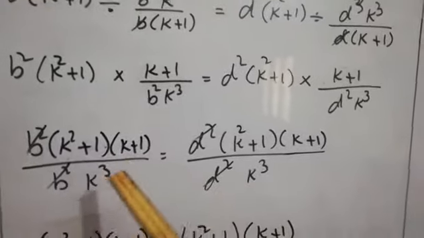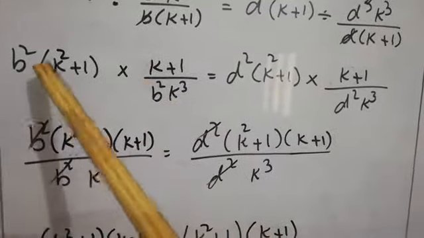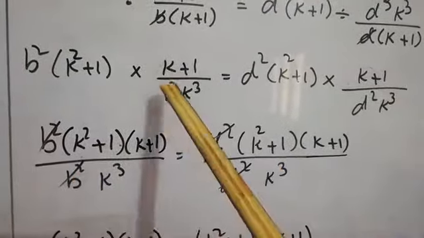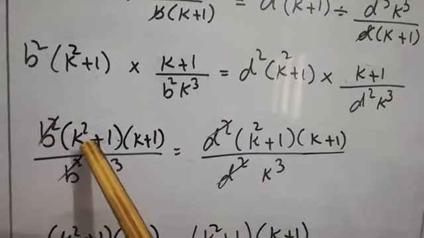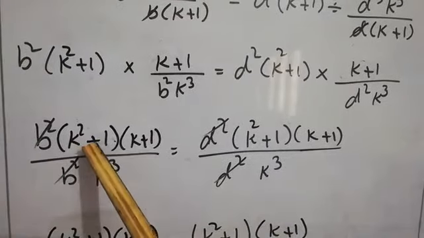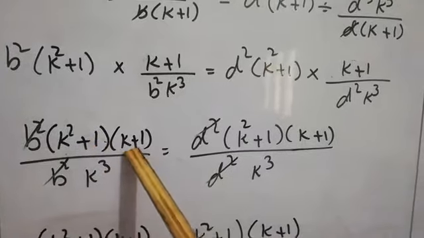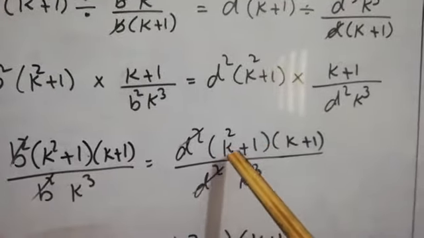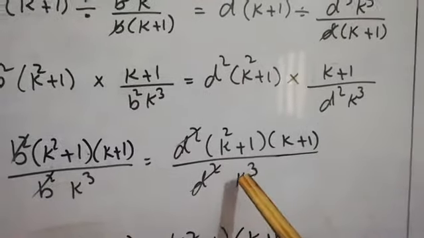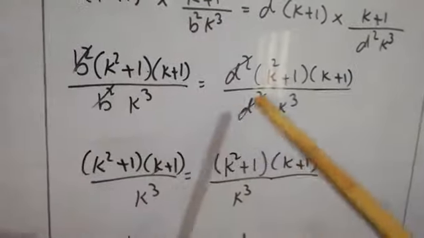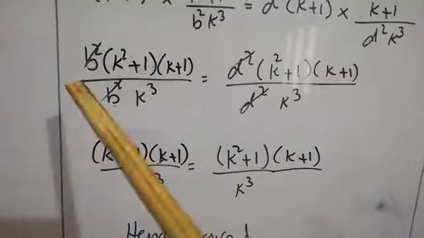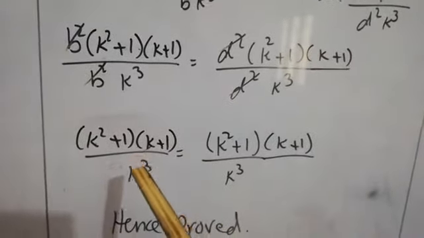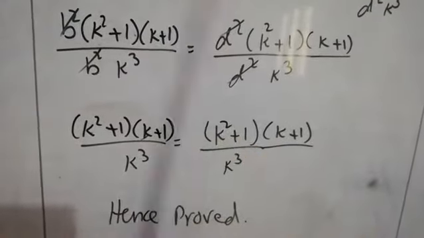Now my dear students, you will multiply the numerator values here and B square will be cancelled by B square. We get K square plus 1 into K plus 1 divided by K cube. Now by cancellation of D square by D square, B square by B square, we will get left hand side equal to right hand side. Hence proved.